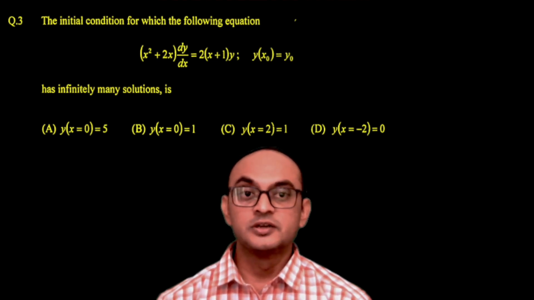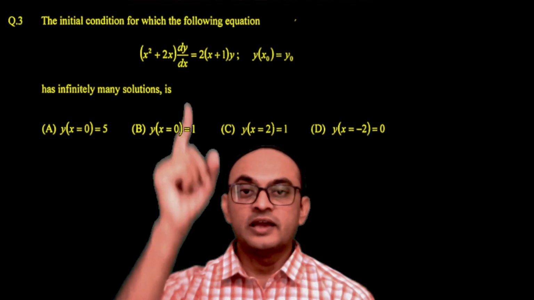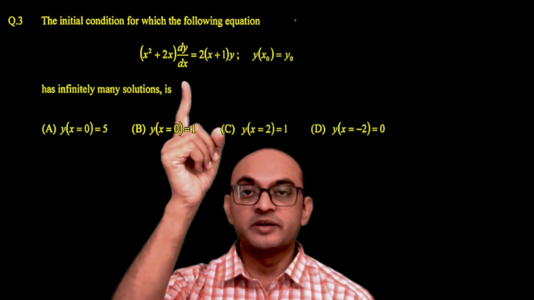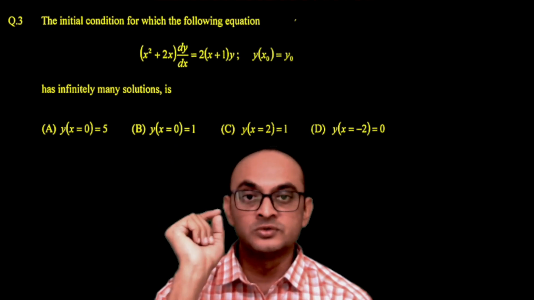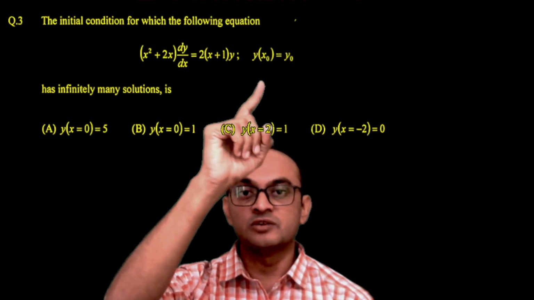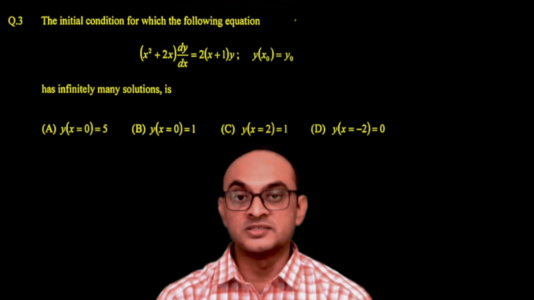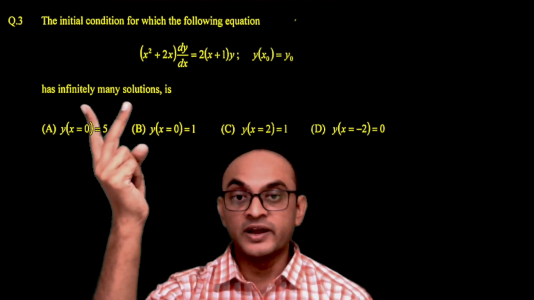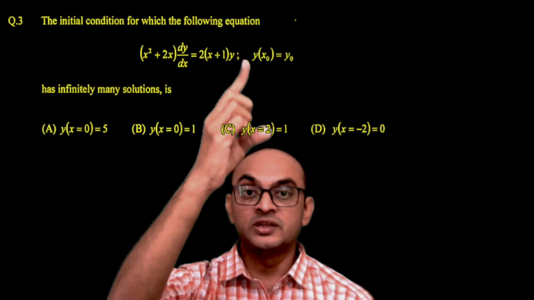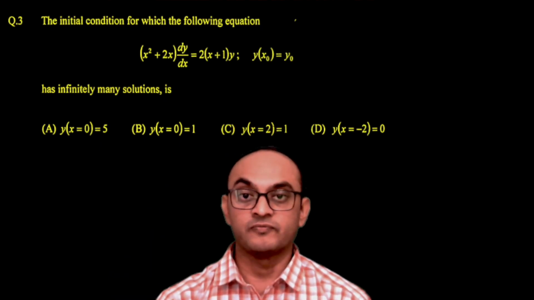Hello students, today's question is x square plus 2x into dy by dx plus 2 times x plus 1 into y equal to 0 with the initial condition y of x0 equal to y0. So this differential equation has infinitely many solutions with the given initial condition.